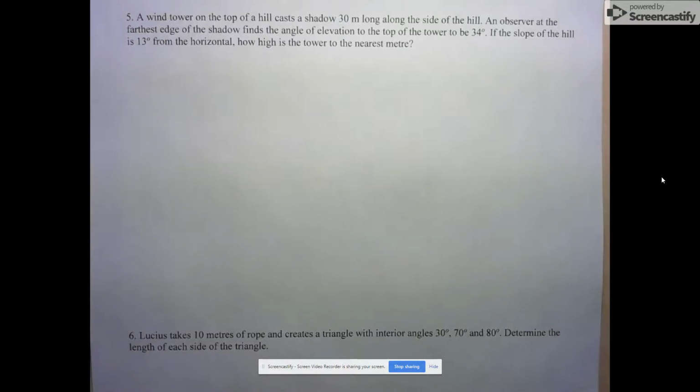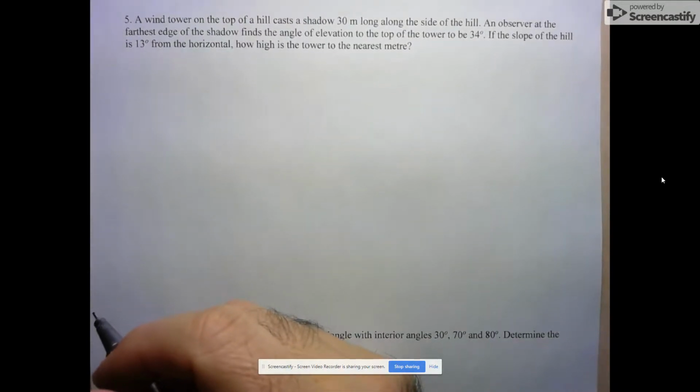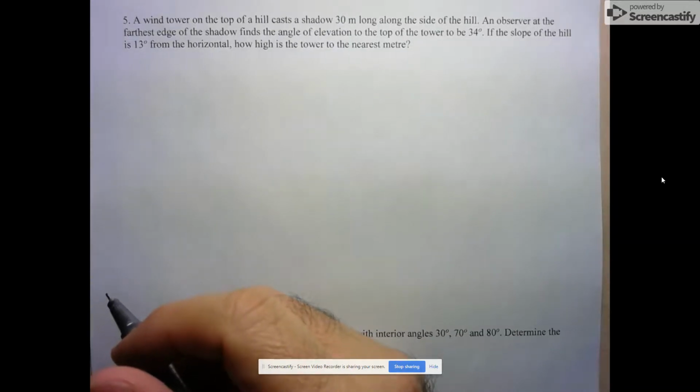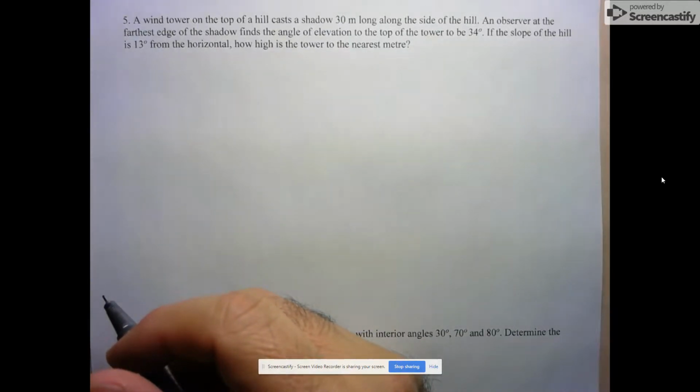Hi, folks. We're going to take a look at number 5 from lesson 6. So let's look at the question here. It says a wooden tower on the top of the hill casts a shadow of 30 meters along the side of the hill. Okay, so I think at this point, I'm actually going to start drawing my diagram so I can get a sense of what's going on.